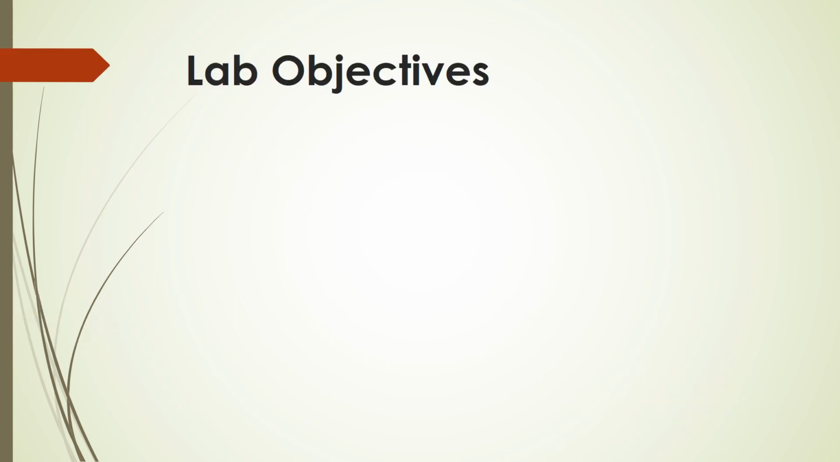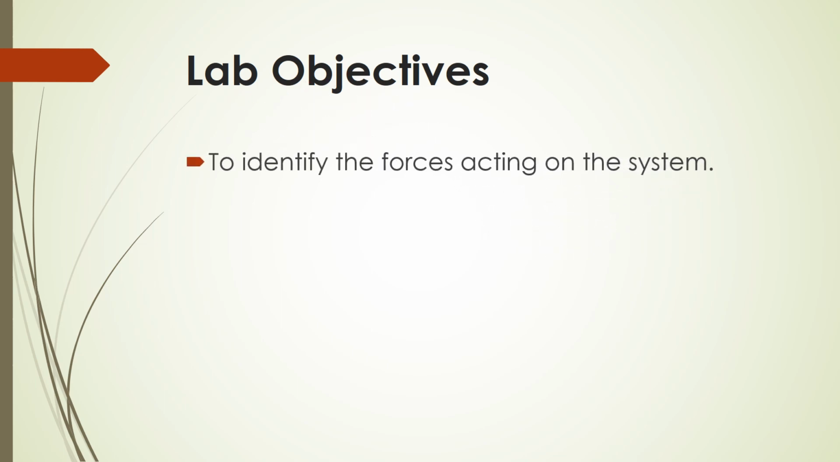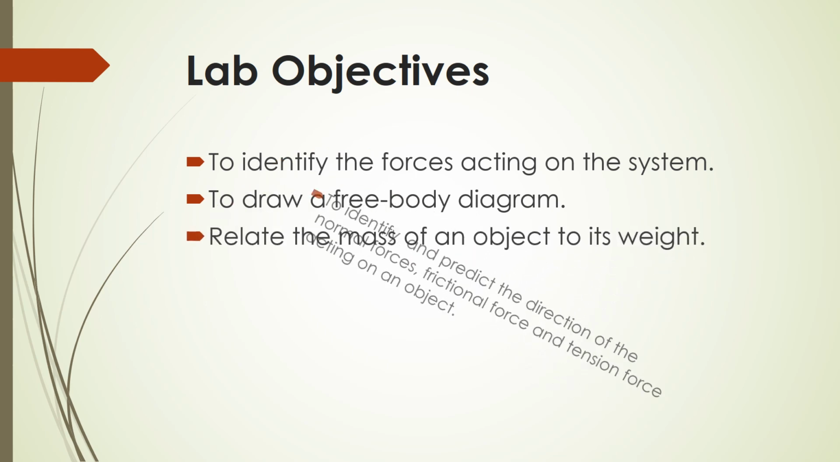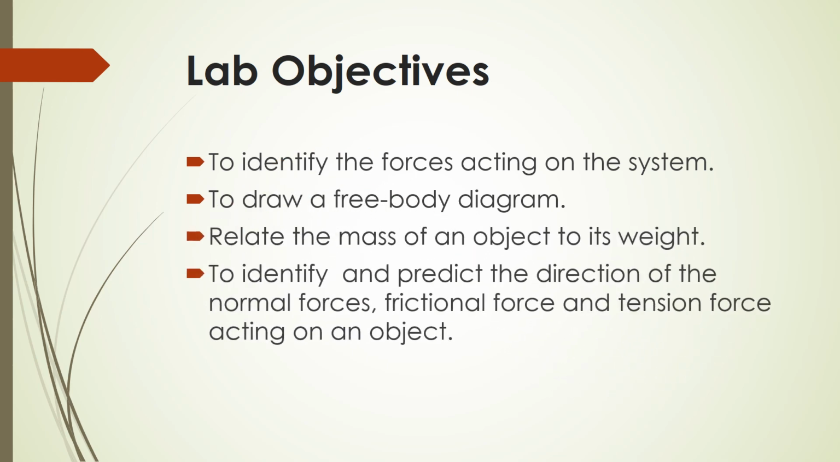Okay, for this lab, we have several objectives. These are the things that you should be able to do by the end of the lab. 1. Identify the forces acting on a system. 2. Draw a free body diagram. 3. Relate the mass of an object to its weight. 4. Identify and predict the direction of normal forces, frictional forces, and tension forces acting on an object.